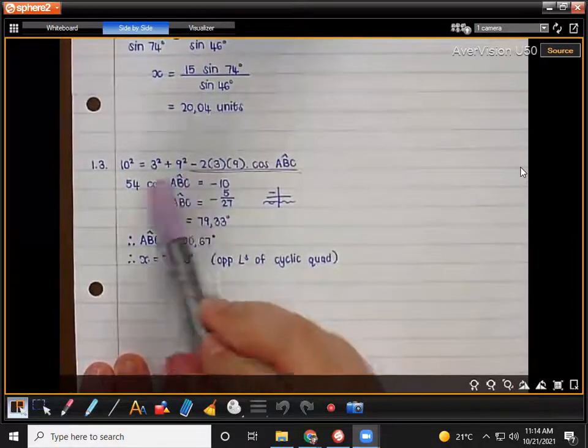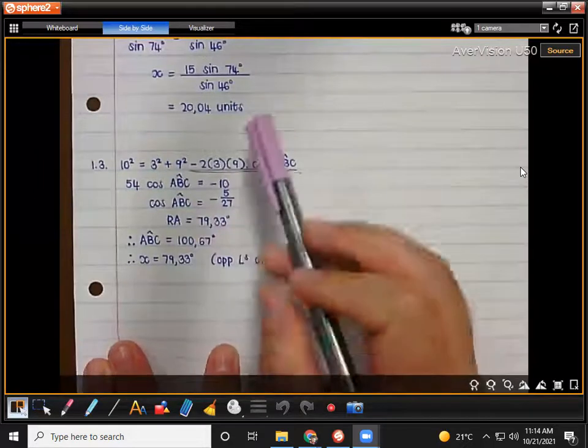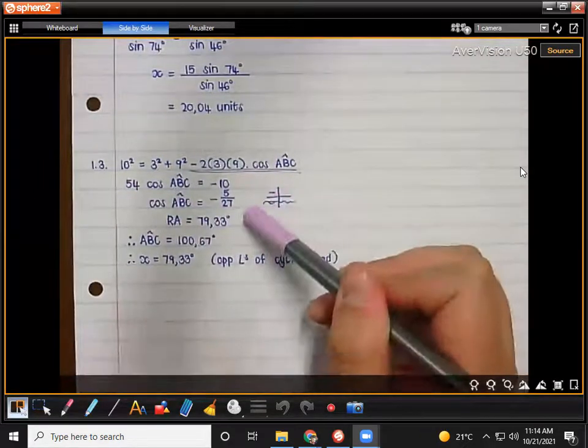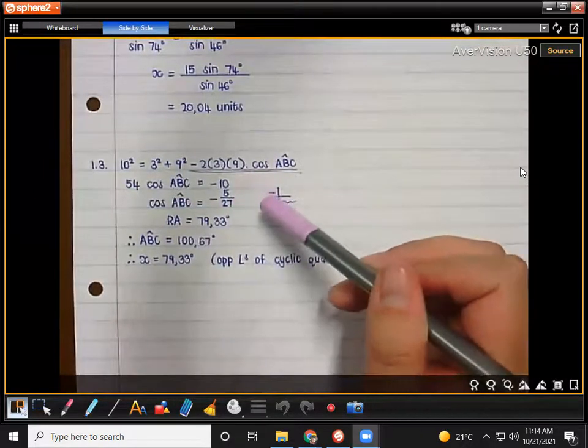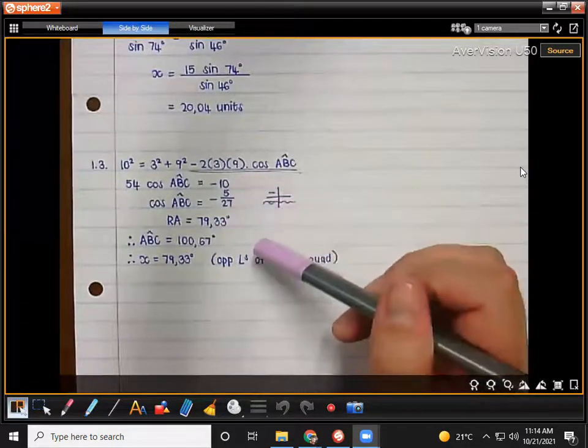To get cos on its own, I divide by 54. And I just simplified this. You didn't have to, but 10 over 54 is actually 5 over 27. But it's fine. You could leave it as negative 10 over 54, or you could write it in decimal form.